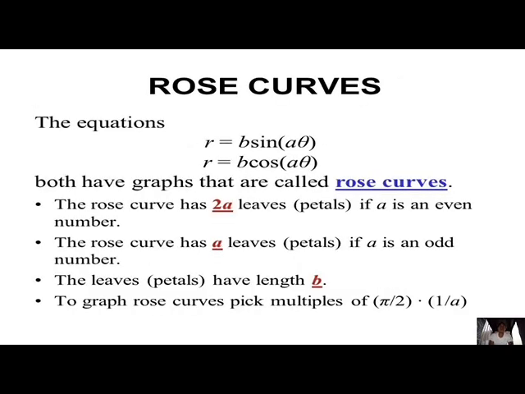Rose curves. The equations r is equal to b sin of a theta and r is equal to b cos of a theta both have graphs that are called rose curves. The rose curve has 2a leaves if a is an even number, and the rose curve has a leaves if a is an odd number. The leaves have length b. To graph rose curves, pick multiples of pi by 2.